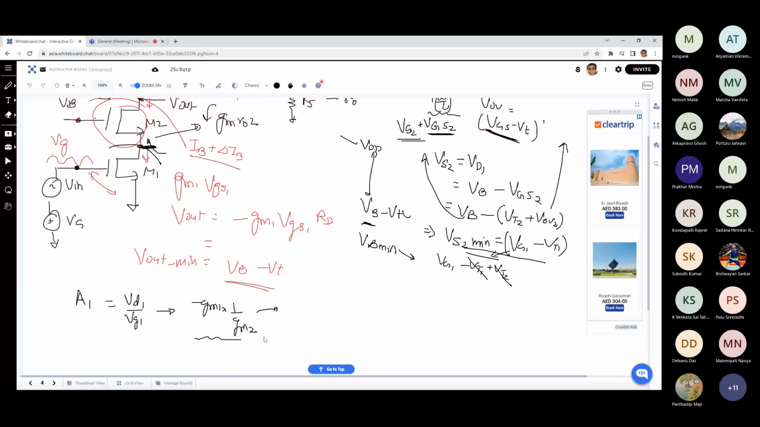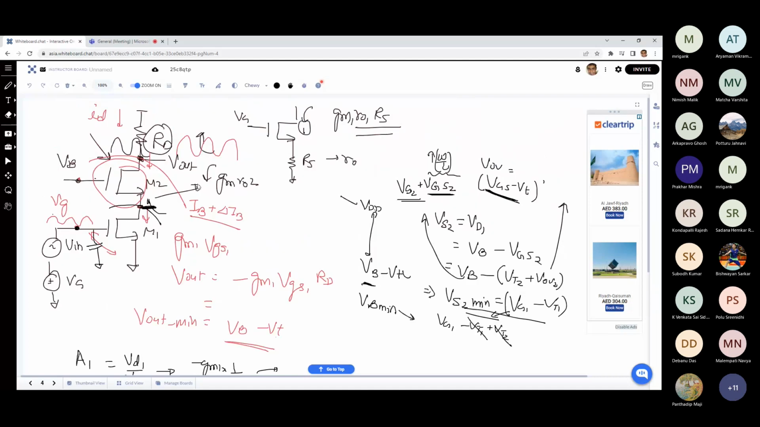Therefore, the Miller effect is reduced. As compared to 1 plus GMRD, you are getting 1 plus 1, so definitely that number is much smaller. Therefore, the multiplication for CGD does not happen, and the effective capacitance that you get over here is smaller as compared to the common source amplifier case. So that is responsible for enhancing the bandwidth, right?